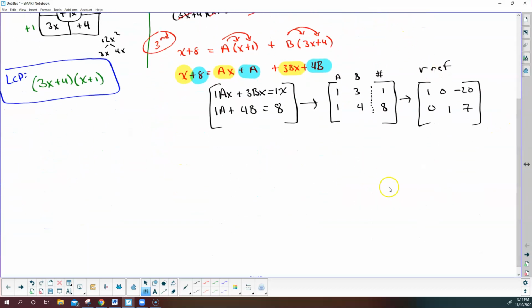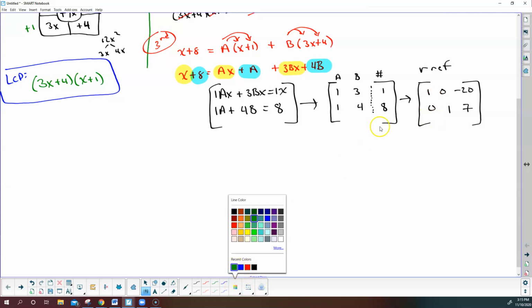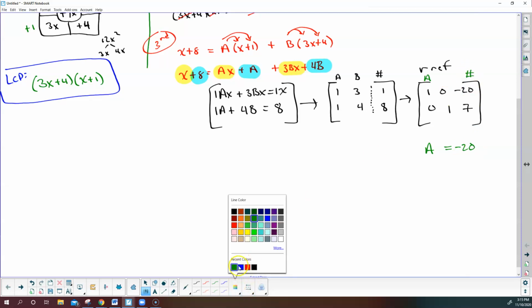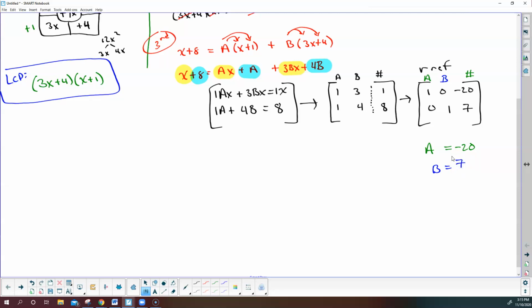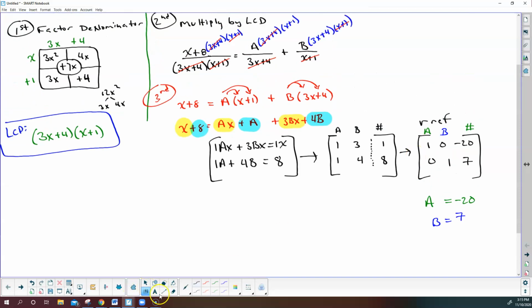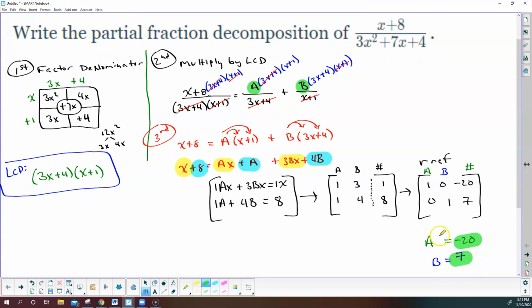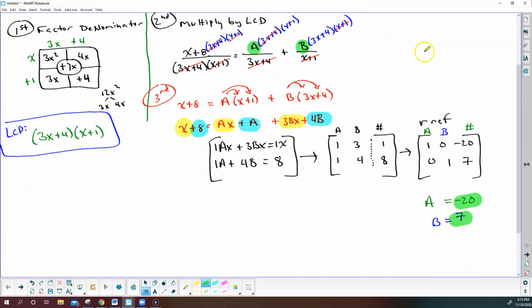I'm coming up on the end of this problem, but remember, what does that tell us? What do we know? Well, when A is 1, B is 0, which means A equals -20. That's the number. And then what is the B? B is 1, and that's equal to the number of 7. So we figured out what A and B are. And to break the original fraction up, we're going to just replace A with -20 and B with 7.